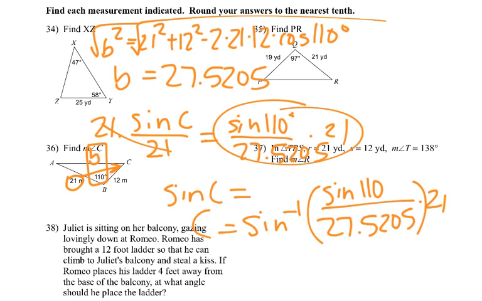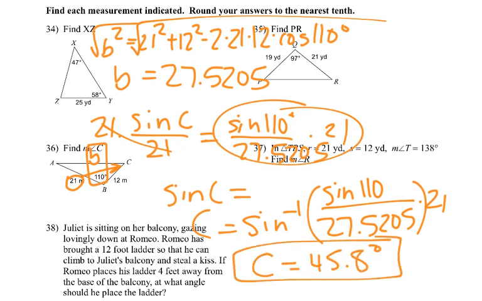So again, I'm going to use the calculator to help me out with that. I just type the inverse sine in there, and then I type everything how I see it. The regular sine of 110 degrees over 27.5205 times 21, all in parentheses. Inverse sine, that gives me angle C of 45.8 degrees. And that's my answer.